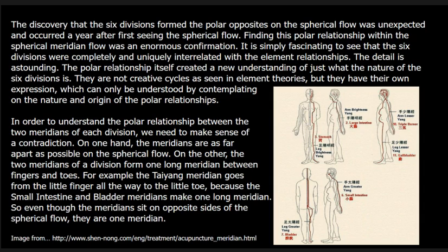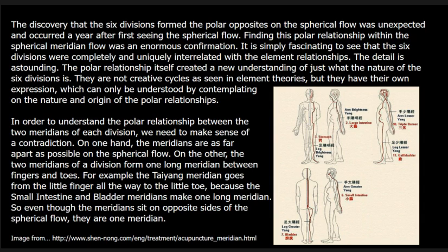In order to understand the polar relationship between the 2 meridians of each division, we need to make sense of a contradiction. On one hand, the meridians are as far apart as possible on the spherical flow. On the other, the 2 meridians of the division form one long meridian between fingers and toes.